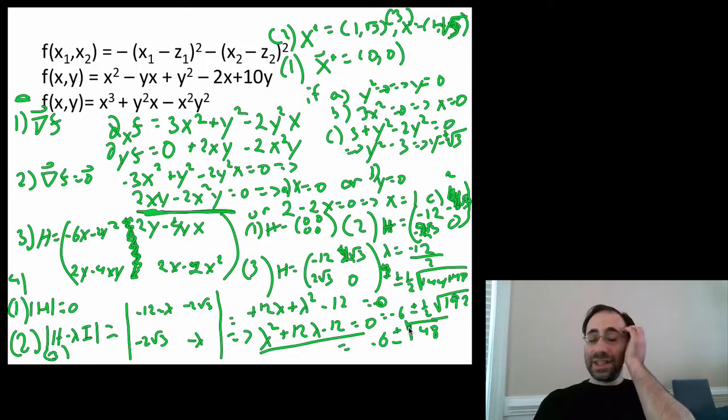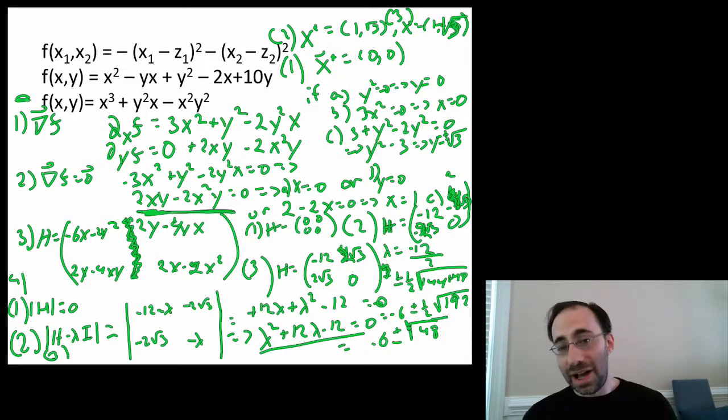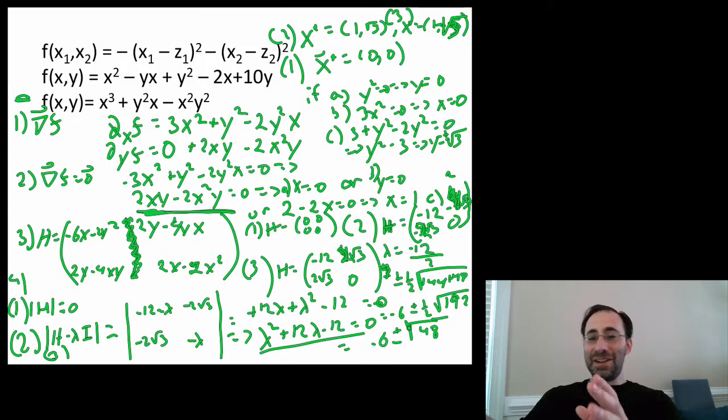Square root of 48 is slightly less than 7, because square root of 49 is 7. So one of these is positive and one is negative. Because of that, you have neither all positive nor all negative, so this is a saddle point. So after all that messy algebra, what we end up with is our three critical point possibilities. One's indeterminate, the other two are saddle points.